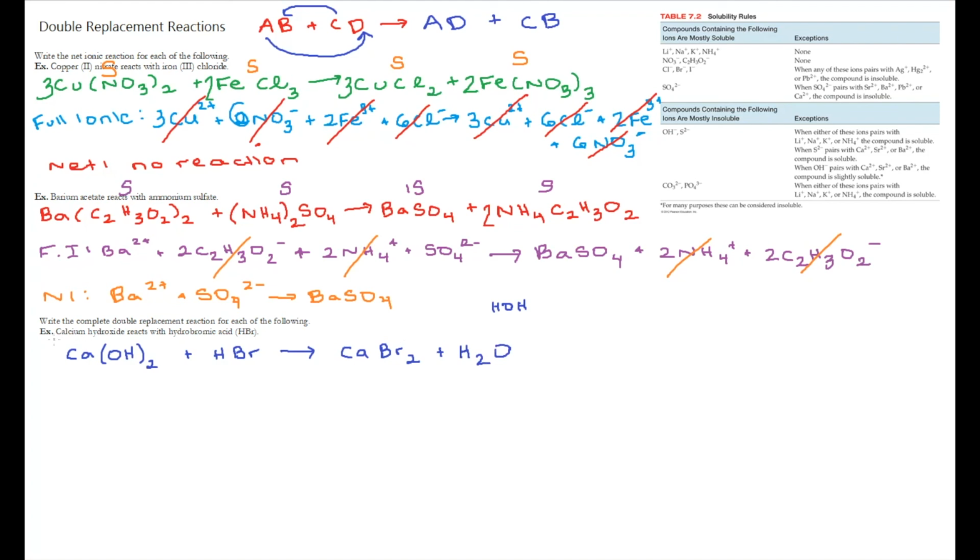So notice calcium hydroxide, that's a base. This is an acid. So when you combine a base and an acid together, you get a salt, an ionic compound, and water. Now, I'm not balanced yet. I see I have 2 Brs here, so I'm going to put a 2 here. Now I've got 2 hydrogens here, 2 hydrogens here, so I'm going to put a 2 in front there, and now I am finally balanced.